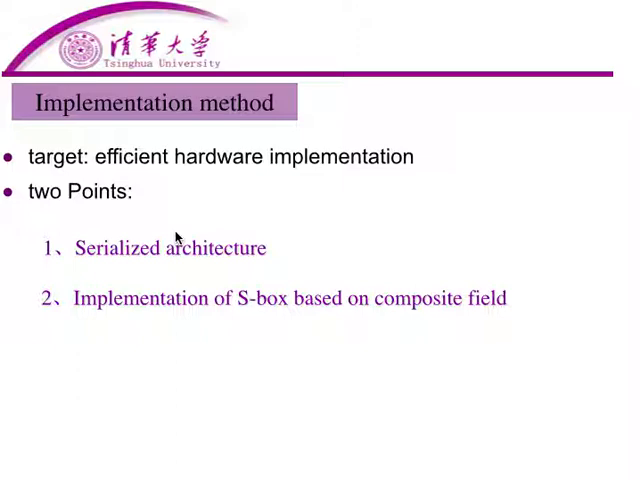In order to optimize the area resources, we figured out two critical points. The first point is that we can use a serialized architecture to implement one round. In this way, we can just reuse some iterative modules. The second point is that we implemented the S-box using composite fields. Compared to the traditional lookup tables, this way is much more efficient in area consumption.